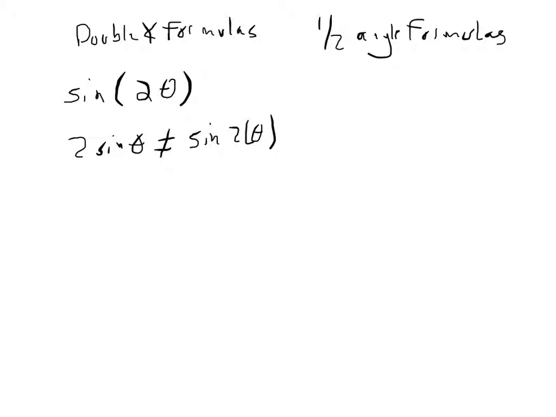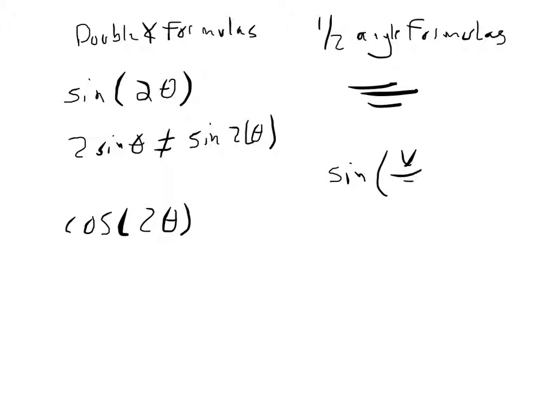Except in special cases, for example, if you had 0, 2 times sine of 0 would equal sine of 2 times 0. But in general, for angle measurements other than 0, it doesn't work. So how do we find the sine of 2 theta? How do we find, for example, the cosine of 2 theta? And what would it mean to have a half angle formula? In other words, suppose I wanted to know the sine of x over 2, or the cosine of x over 2. That's our goal for this section.